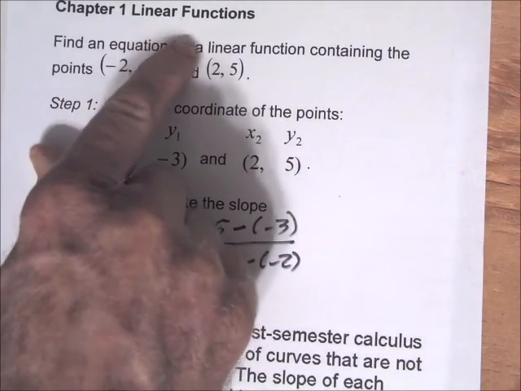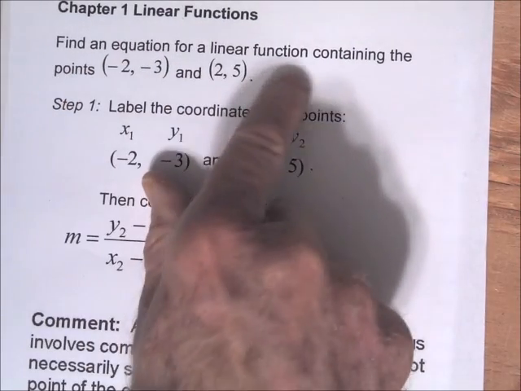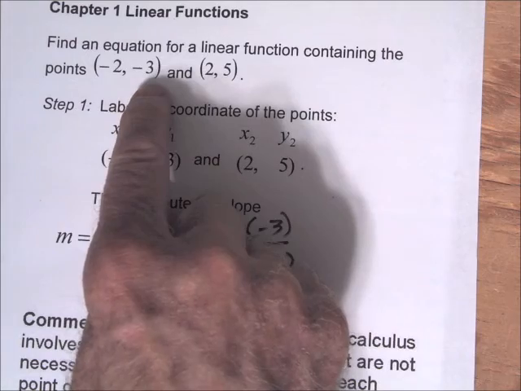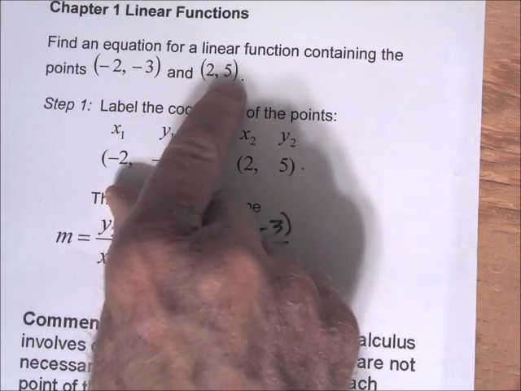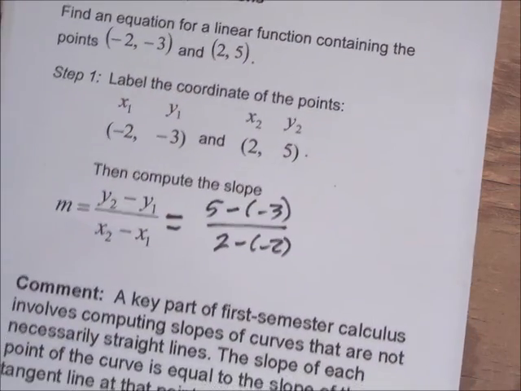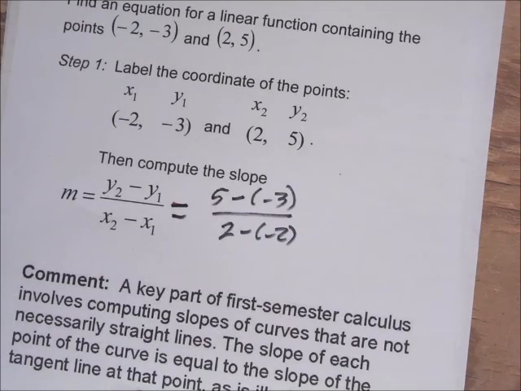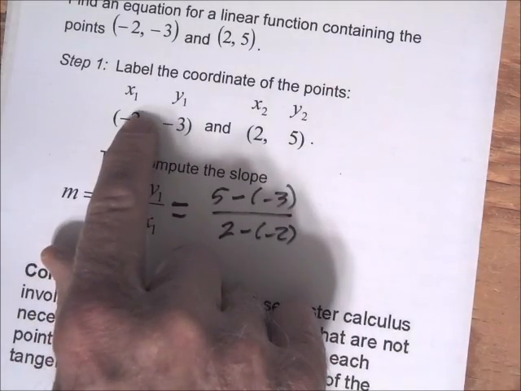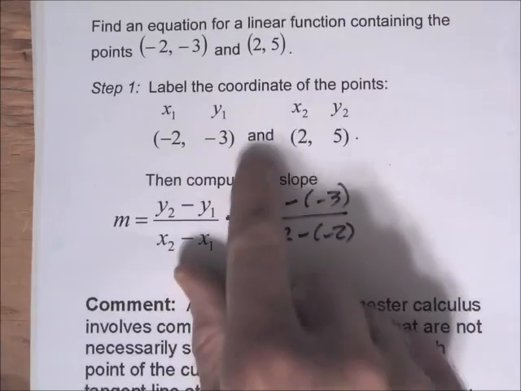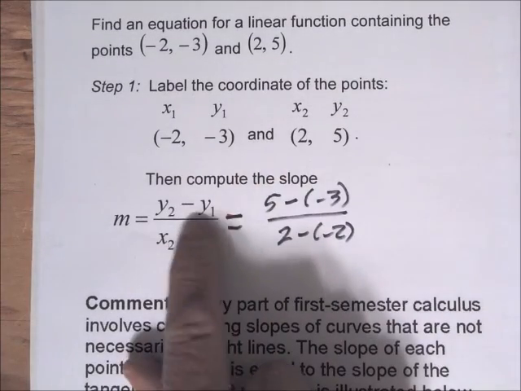Chapter 1, Linear Functions. Find an equation for a linear function containing the points (-2, -3) and (2, 5). So this is a review of pre-calculus. We want to label the points x1, y1, x2, y2, and compute the slope.